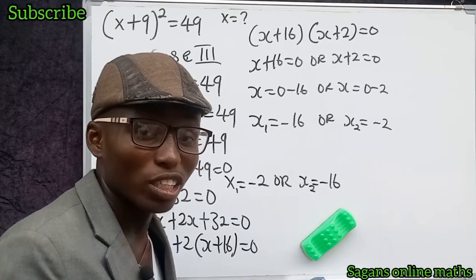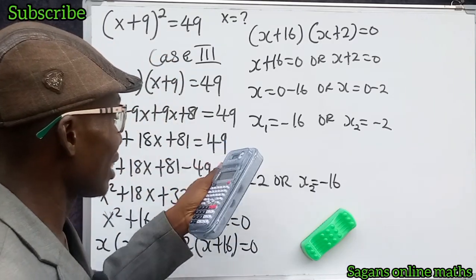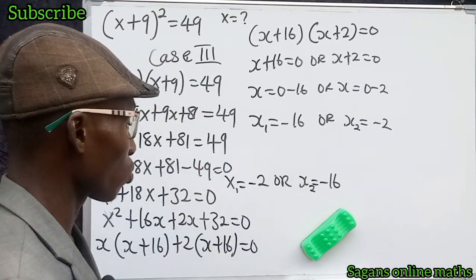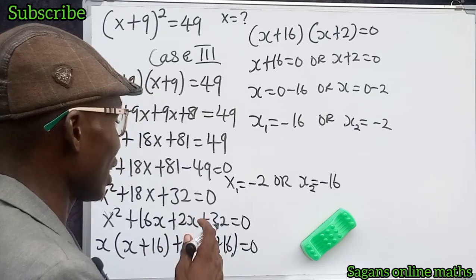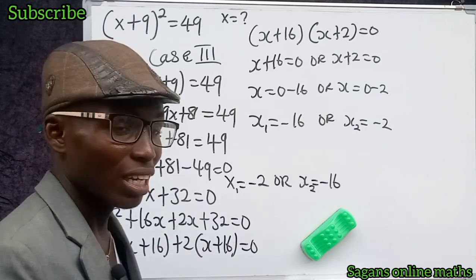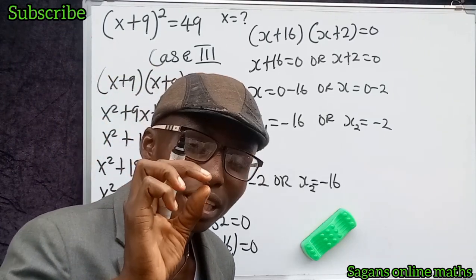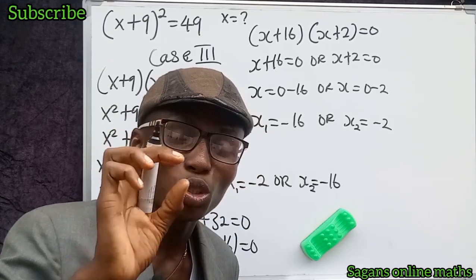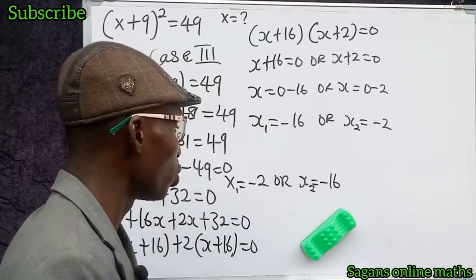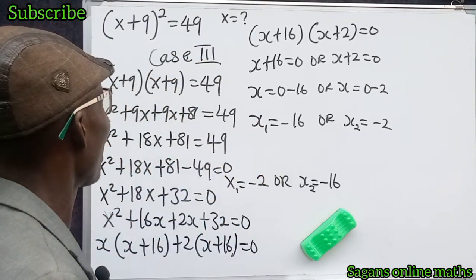So you see that in case 3, s equals minus 16 or s equals minus 2. And in our case 1, s equals minus 2 or s equals minus 16. But our case 2 is giving us s equals minus 2, which is not complete. So these are the beautiful solutions to this particular problem.